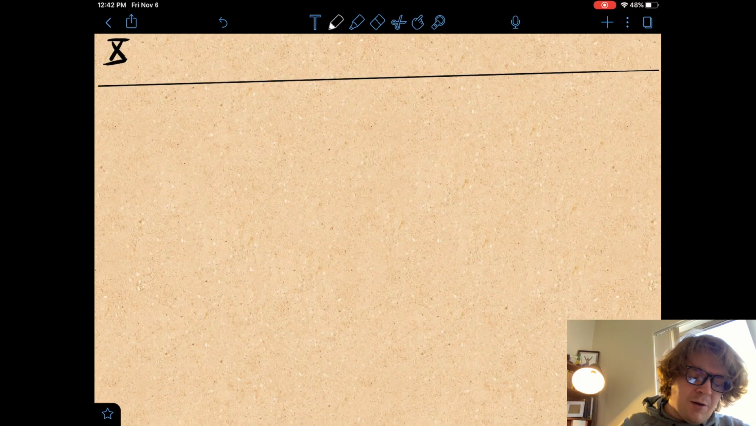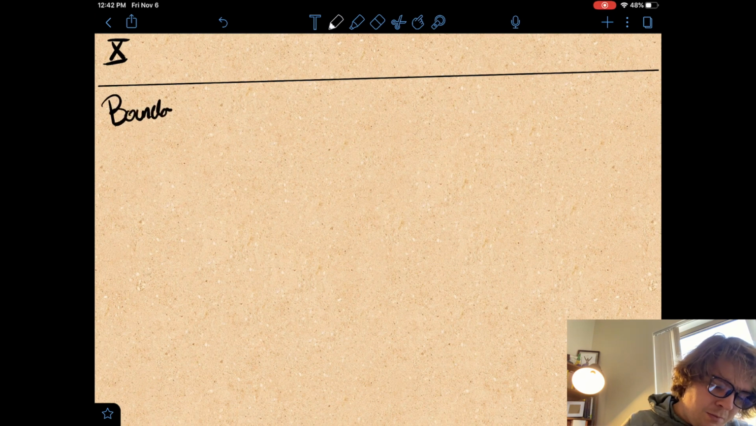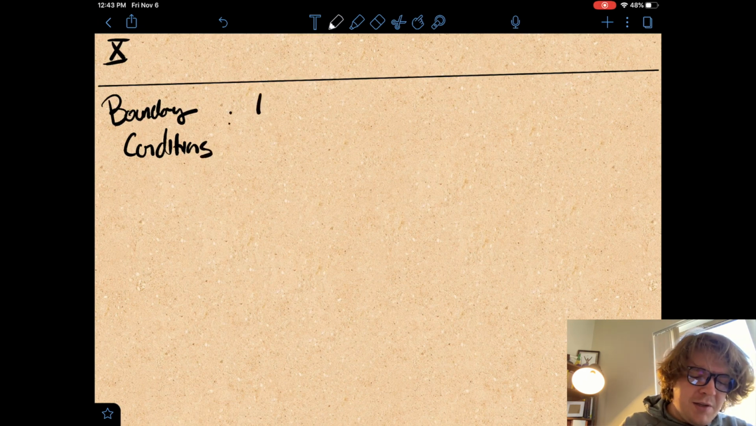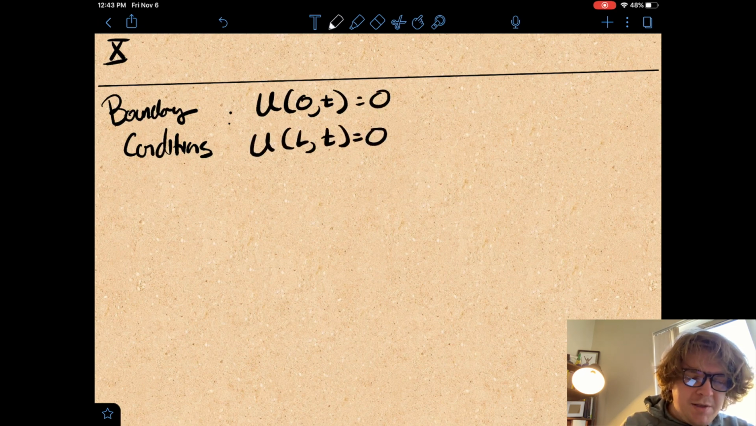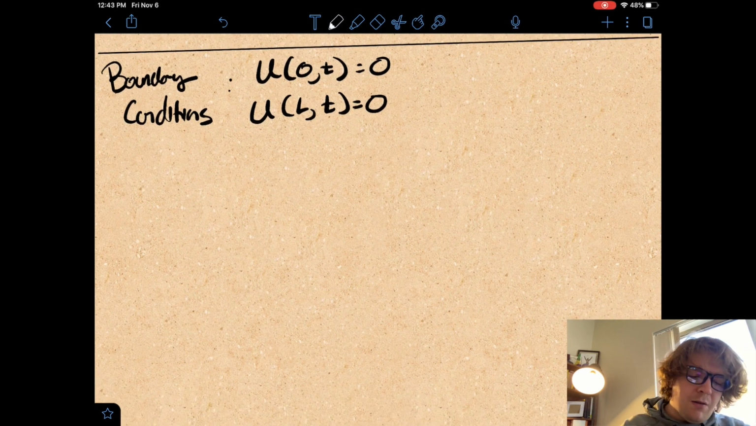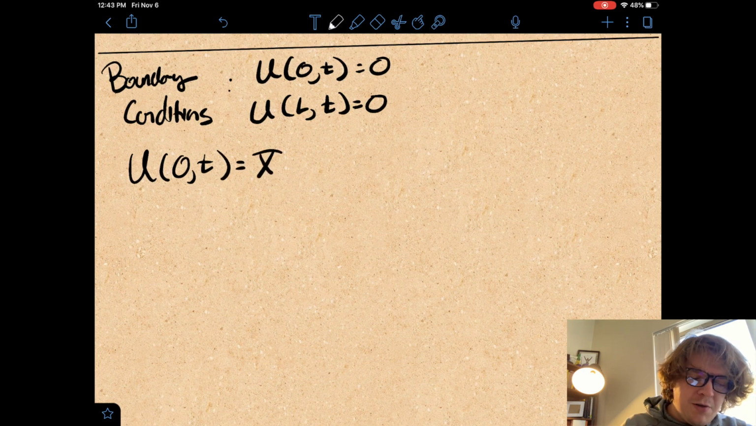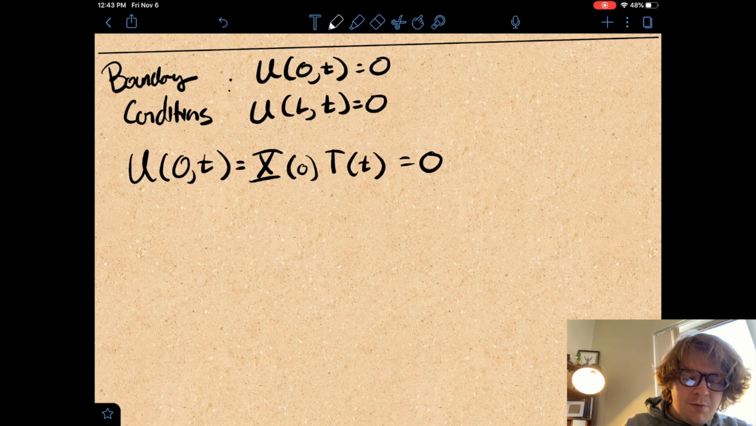So let me go ahead and restate our boundary conditions. Our boundary conditions said u of 0,t is equal to 0 and u of L,t is equal to 0. Well, from our assumption, we said that u was going to be a function of x times a function of t. So if I want u of 0,t to be equal to 0, that means I want X of 0 to be equal to 0 or T of t to be equal to 0.